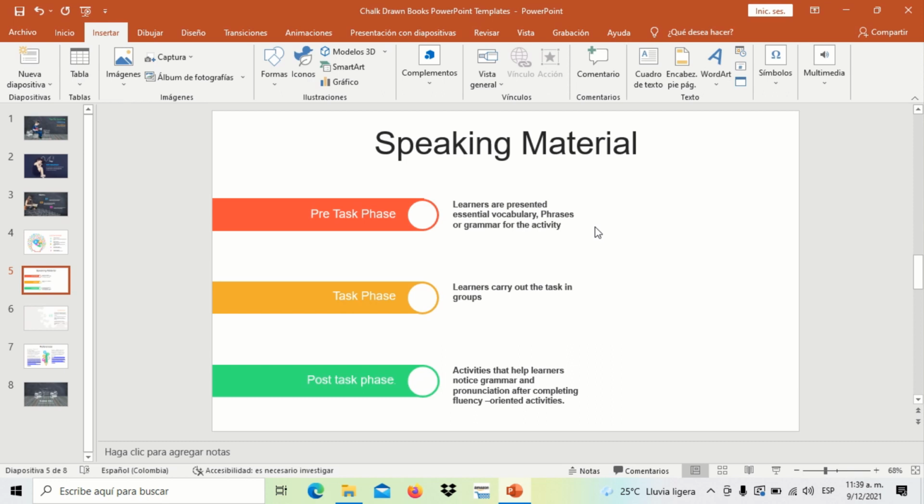Then we have the task phase. Learners carry out the task in groups, most of all, okay, most of all. In the task phase, in some contexts, it might be possible for the teacher to record the activity. That's something good for the class in this phase, and that's something good for our next phase, which is the post-task phase. In this post-task phase, there are activities that help learners notice grammar and pronunciation after completing fluency-oriented activities. Learners can be asked maybe to prepare an oral or written summary of the task or to perform the task in front of the class.